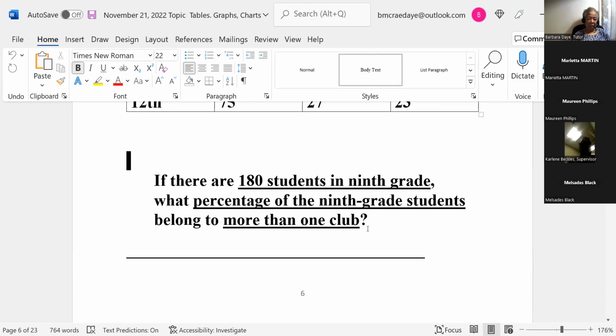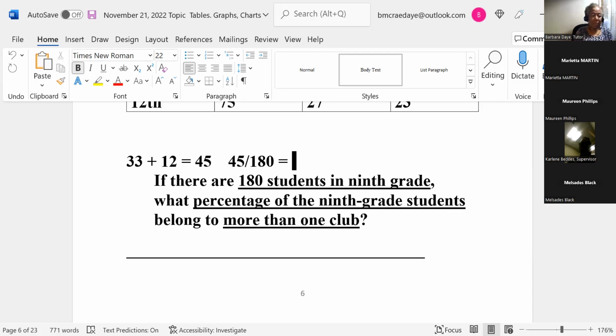So let's take 33 plus 12. And what's that equal to, Maureen? 45. And we take 45 divided by 180, and that will give you a decimal, and then you convert it to a percent. What's that equal to, Maureen?